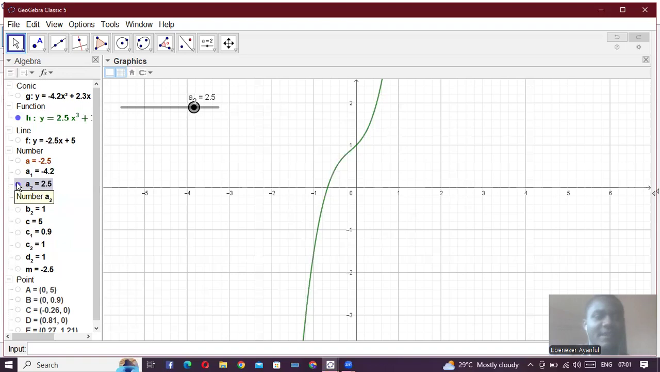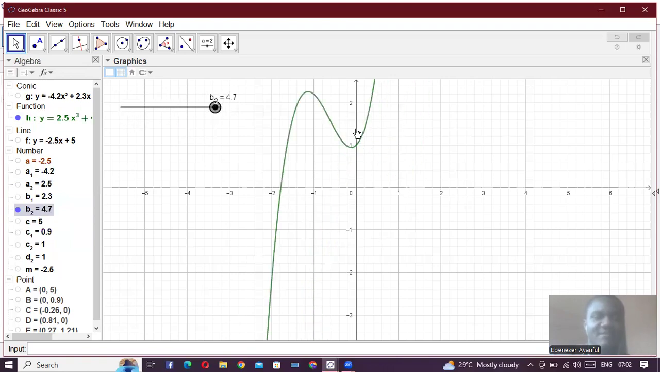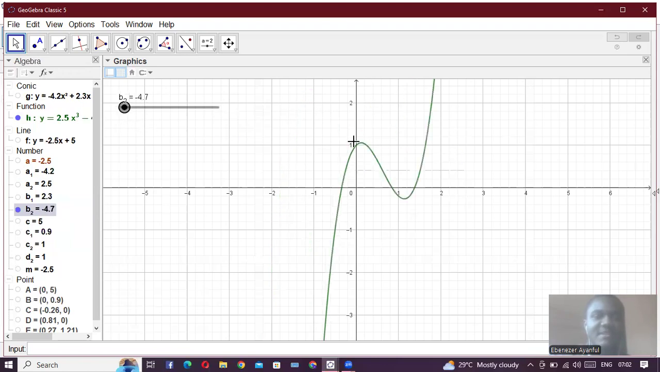All right, now let's look at the influence of b. As I move b, we can see what happens to the graph; it changes in a particular way. As it gets to positive, this turning point here moves more to the left. Then when it goes into the negative side, this turning point has moved to the right. So that's the graph of a cubic function.